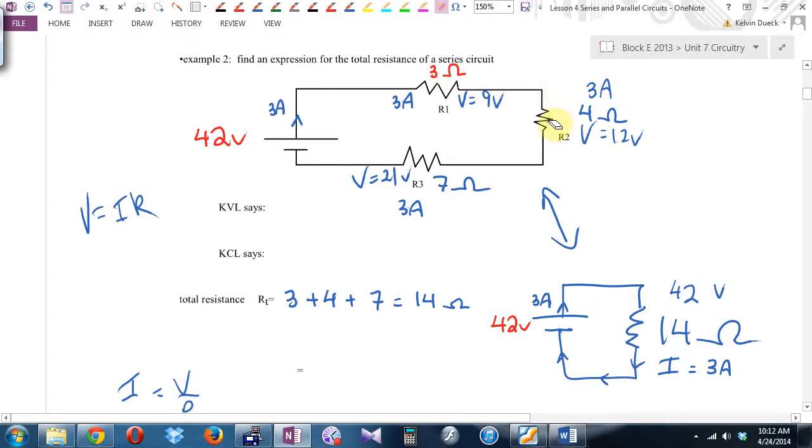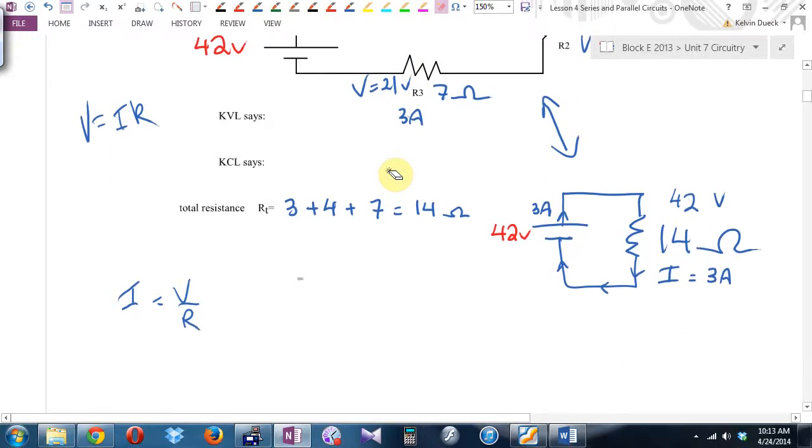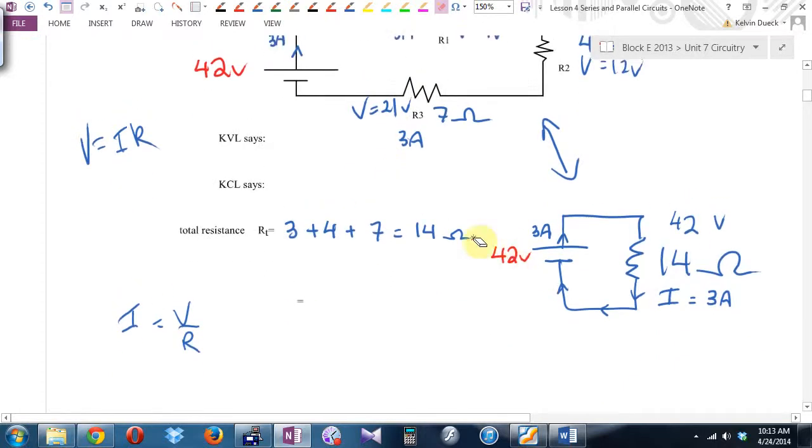How many amps going through this resistor? Still 3, because the skiers don't vanish. Got to be 12? Got to be 21. I just made that up. I just said suppose that was a 42 volt battery. Generally, I'm going to give you the chairlift, or if not, you'll be able to figure it out. We'll do one like that too.